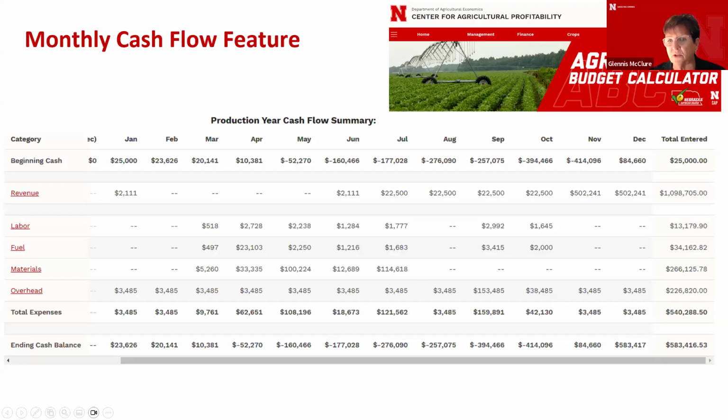We do have this feature so that when you're ready, and you bring this up in your ag budget calculator, you can actually download it as a CSV file and put it in a spreadsheet, if that's how you want to work with your cash flow and prepare for your visit with your banks.